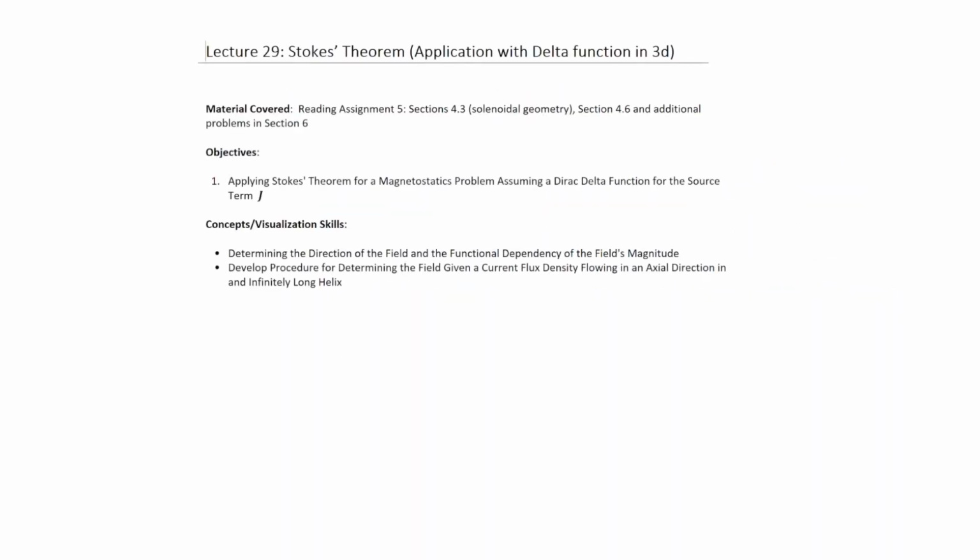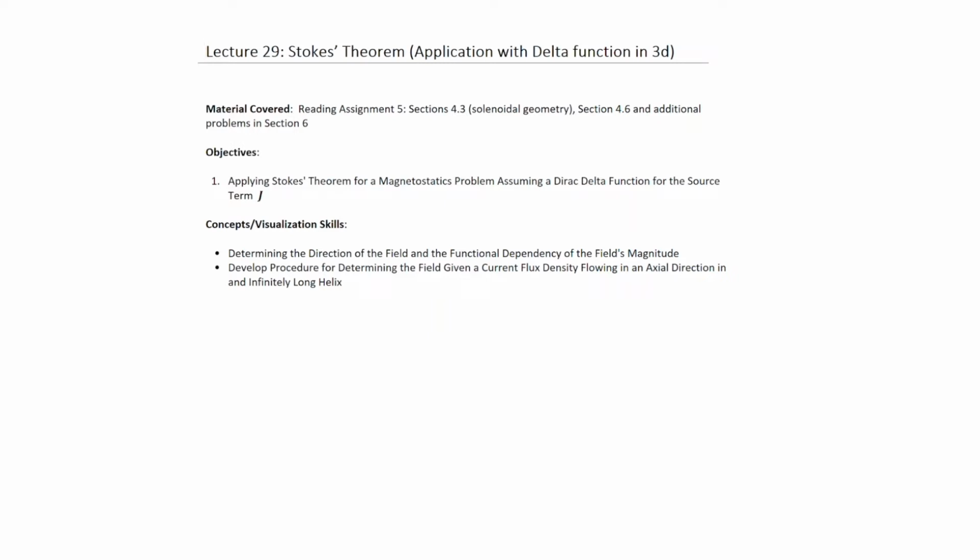Welcome to Lecture 29. This is again Stokes' theorem, but now we're going to do an application in which we make use of a delta function in 3D. The material here is from Reading Assignment 5, Section 4.3. It's a solenoidal geometry with a circumferential current flow. Section 4.6 and additional problems in Section 6.